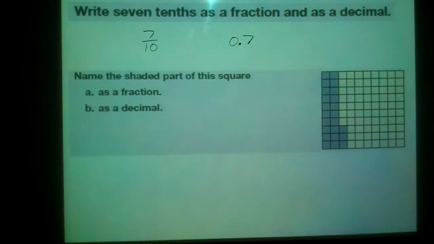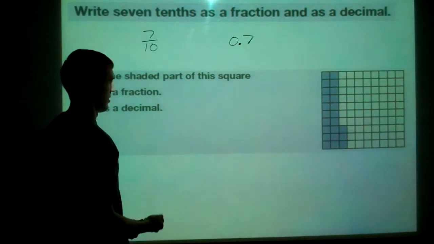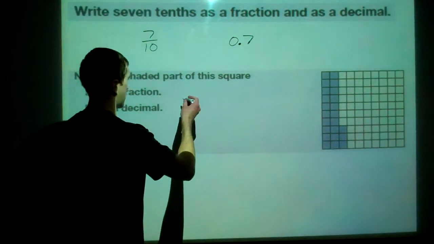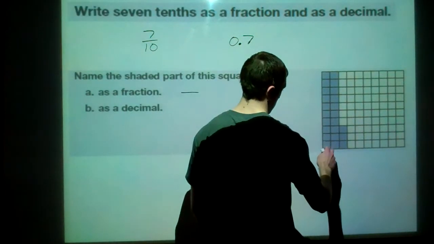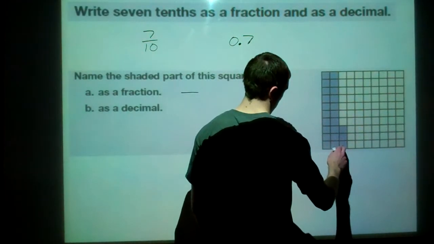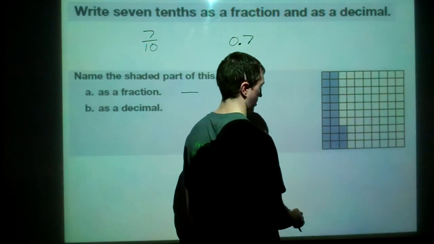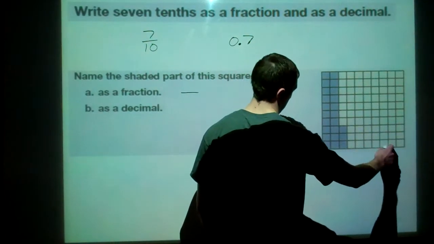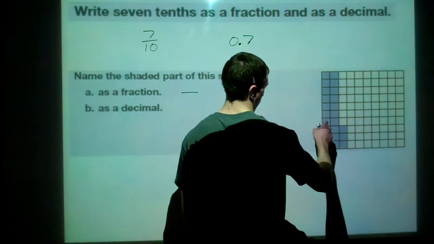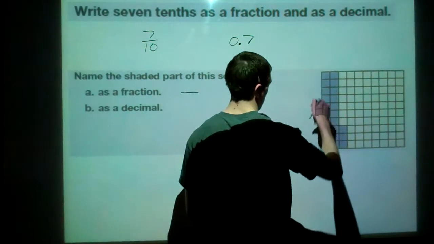Alright, here's our next example here. Name the shaded part of the square, first as a fraction and then as a decimal. Well, we have to figure out how much is shaded first, and then we have to put that over the total amount of squares. Let's get the total number of squares first. 1, 2, 3, 4, 5, 6, 7, 8, 9, 10. So we have a 10 by 10.